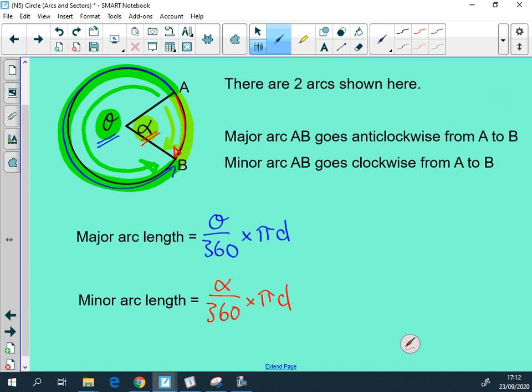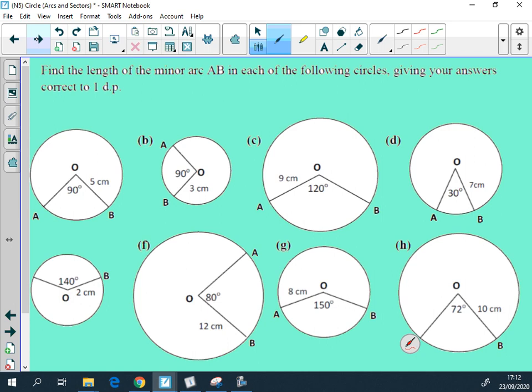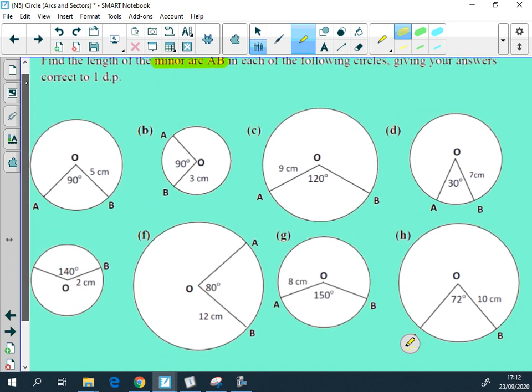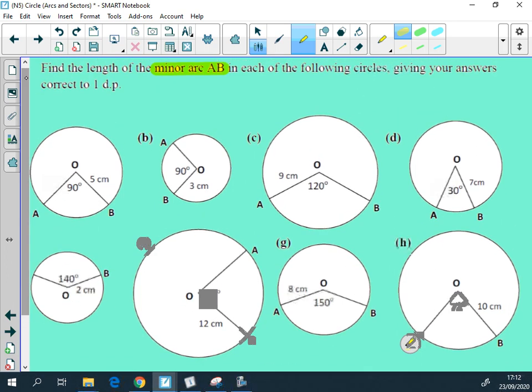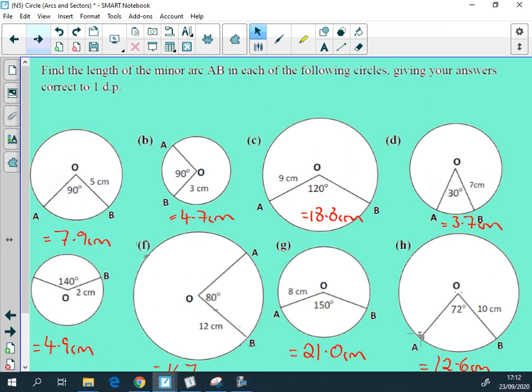So, some for you to try just here. It's a continuation of what we have just done. Okay, in each of these, it's asking you to calculate the minor arc. Okay, so you're being asked to calculate the minor arc. And again, answers to one decimal place. So please pause the video, take your time to answer these questions, then press play to mark and to see how you got on.